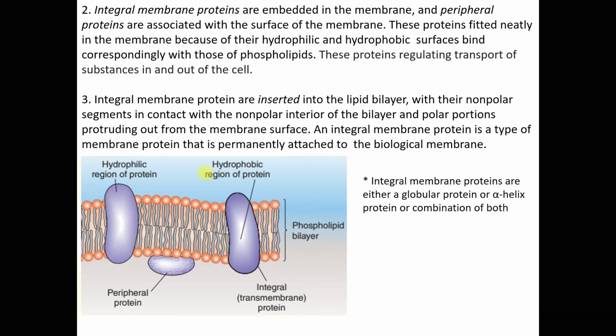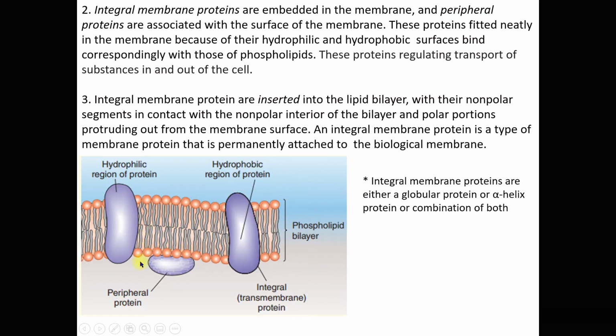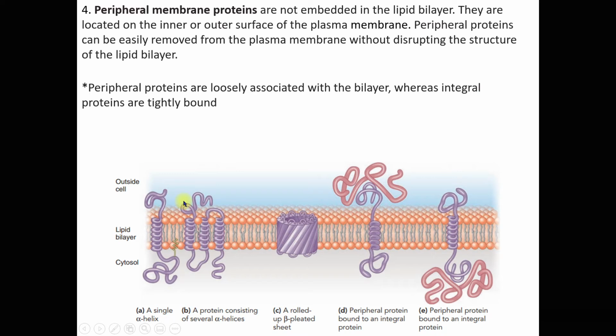And then an integral membrane protein is a type of membrane protein that is permanently attached to the biological membrane. Now, peripheral membrane proteins are not embedded in the lipid bilayer. They are located on the inner or outer surface of the plasma membrane. Like what I explained earlier, the peripheral protein can be on the inside or on the outside.